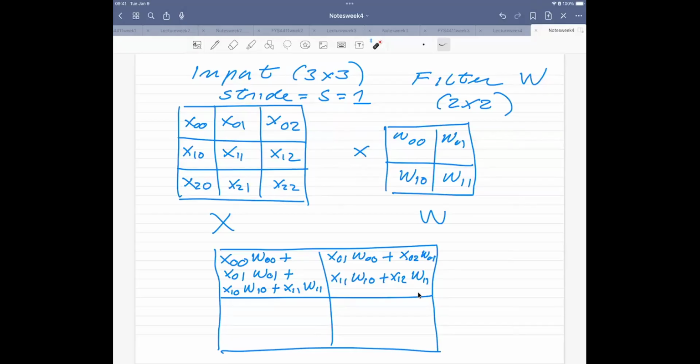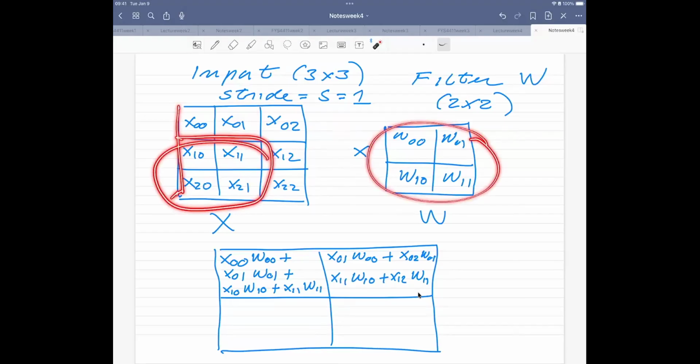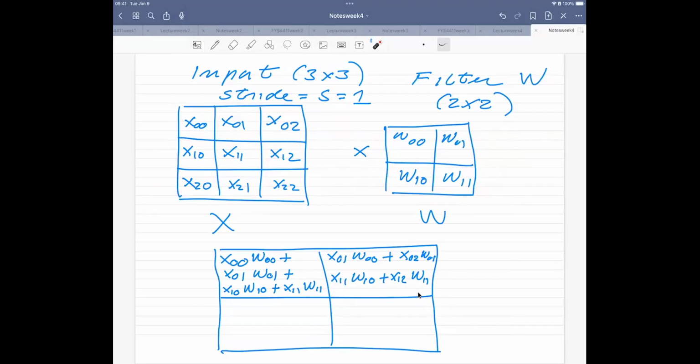Now, if we proceed, you see that we made one step here to the right, but now we can go down one step. So that means that we have this block, which you see here, which then is matched with a 2 by 2 filter.